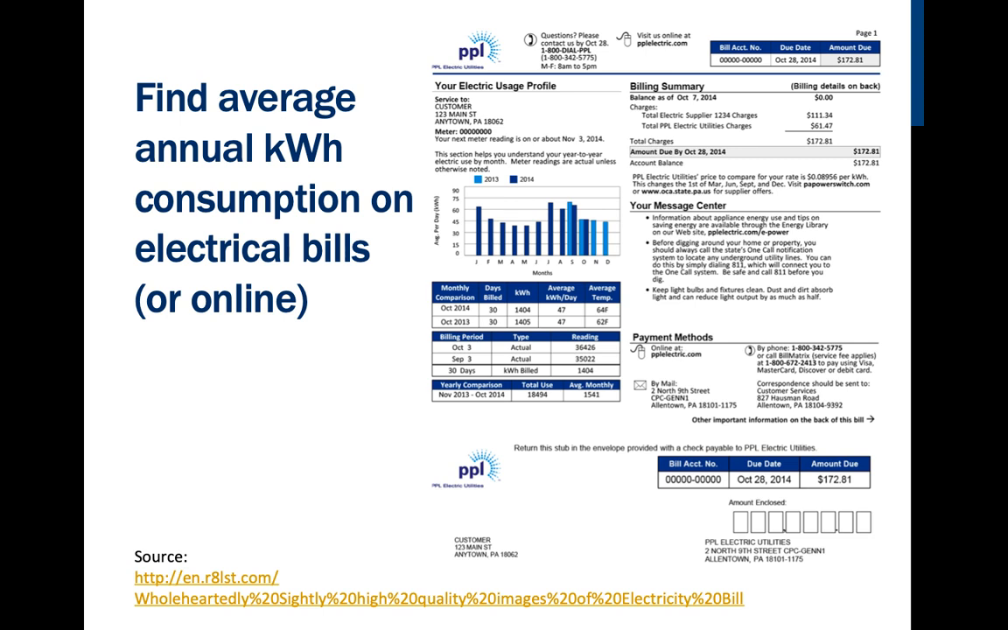In this case, for this customer, I'm reading down, their PPL Electric Utilities price to compare for their rate is 0.08956 dollars per kilowatt hour. So that's what they're paying. They're paying that rate, but then there's this other charge, utility charges, a flat fee that they see all the time, regardless of whether they use 5 kilowatt hours or 5,000 kilowatt hours. And at the end of the day, they pay $172.81.